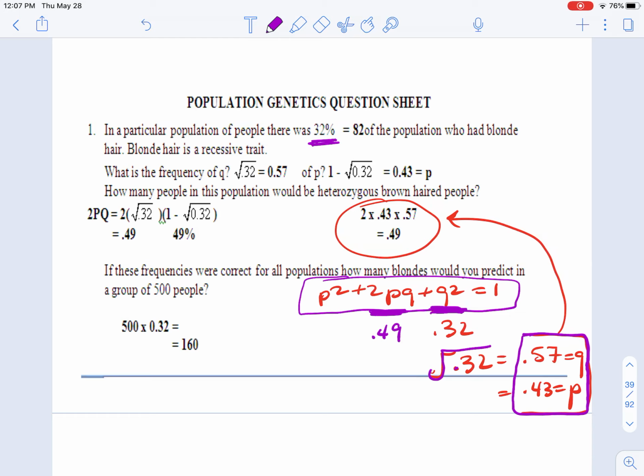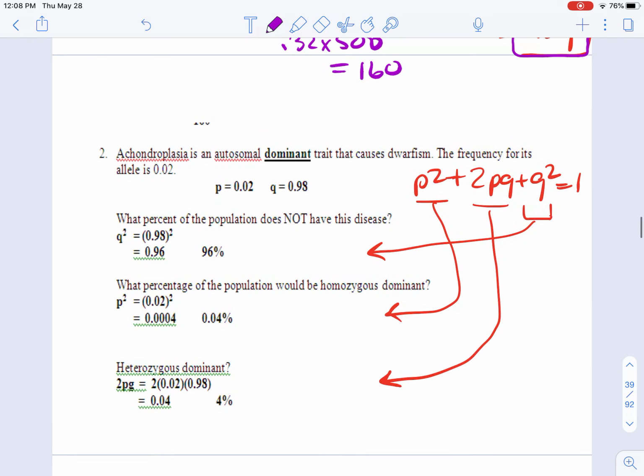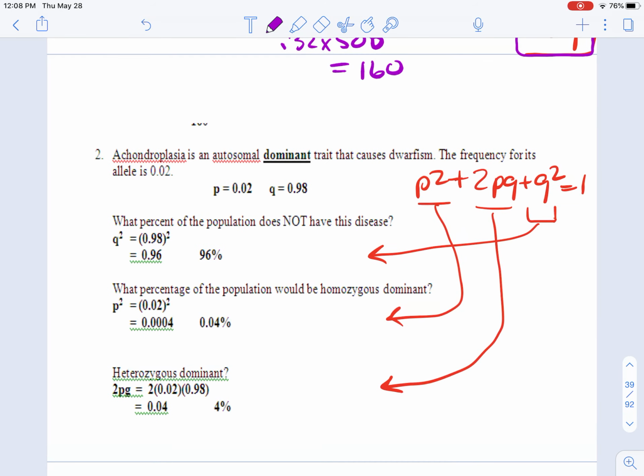And that was the one part of the question. The other part of the question says how many blondes would be in 500. So you go back and say, well, the blondes were 32%. In 500 people, 160 would be blonde. In this case, they didn't ask you for p squared, so you're just looking to answer what is being asked in the question.